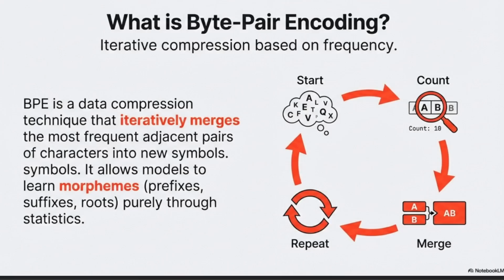BPE was originally designed for data compression, not AI. The logic is very simple. If two characters appear together frequently enough, we should treat them as a single unit. It works by repeatedly finding the most common pair of adjacent symbols in a text and merging them into a new symbol. We repeat this until we reach a vocabulary size we are happy with. This allows the model to treat common words as single tokens, while rare words are broken down into smaller, understandable parts.